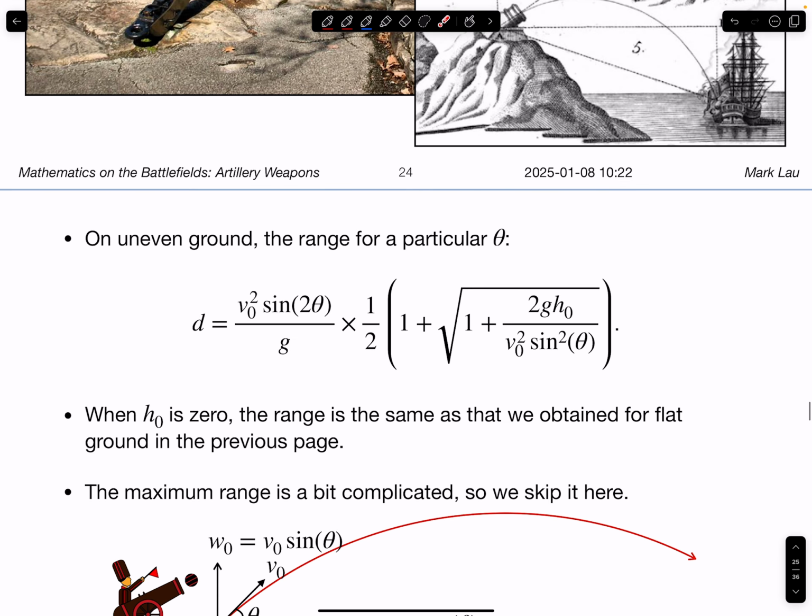On uneven ground, the range for a particular theta. There are so many weird equations that I have to memorize. This is annoying.